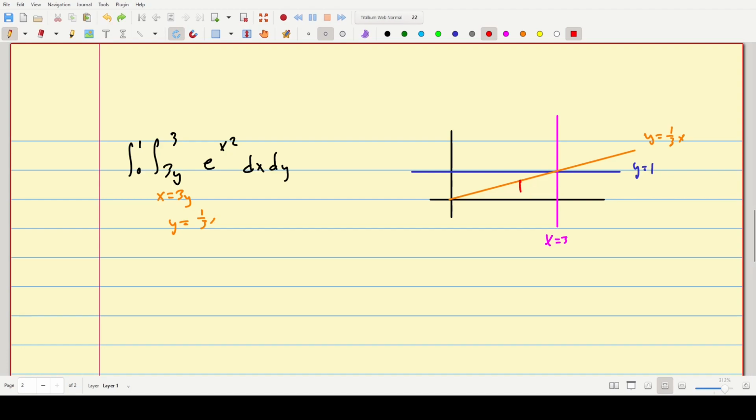And so what we want to do is we want to change the integration order to look like this. And so what that looks like is the integral from 0 to 3, the integral from 0 to 1/3 x, like so. Okay. So this one was fairly simple.